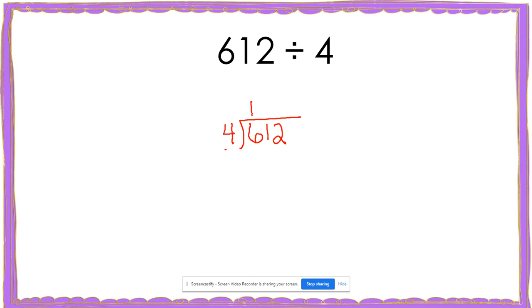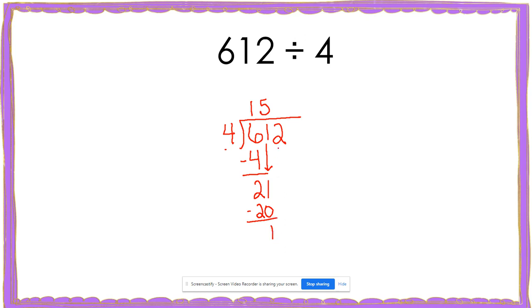I need to know how much was left over. So to do that, I'm going to multiply 1 times my divisor of 4. 1 times 4 gives me 4. And now I'm going to subtract to see what I'm left with. 6 minus 4 gives me 2. Now I'm going to bring down the next digit in my dividend, which is 1. And now I'm going to ask myself, what is 21 divided by 4? 21 divided by 4 is 5, so I'm going to place that above my 1. 5 times 4 is 20, so I'm going to write that here to figure out how much I'm left with. 21 minus 20 gives me 1.